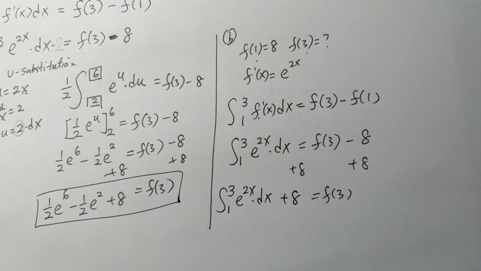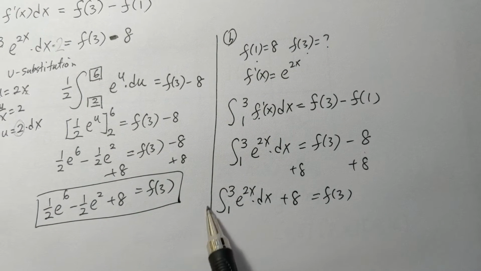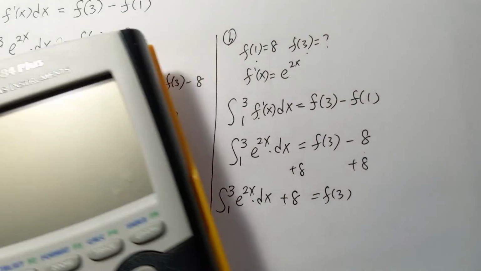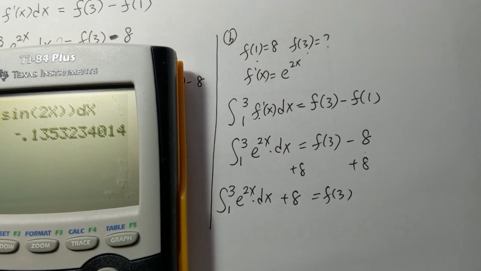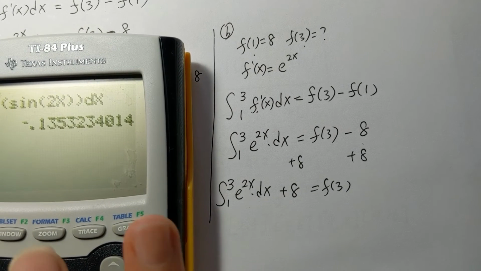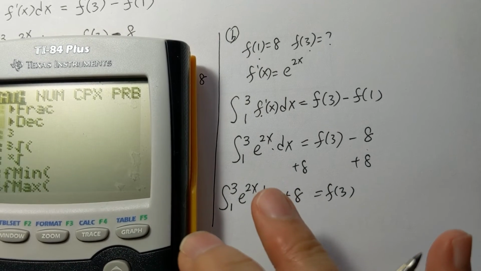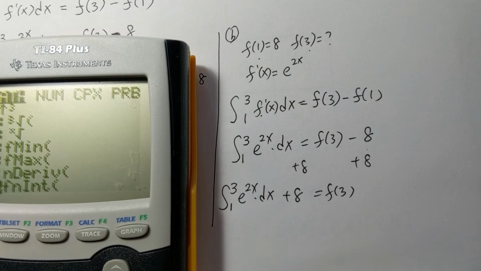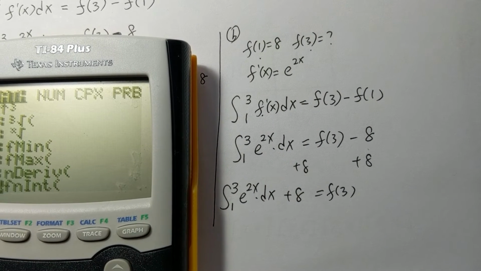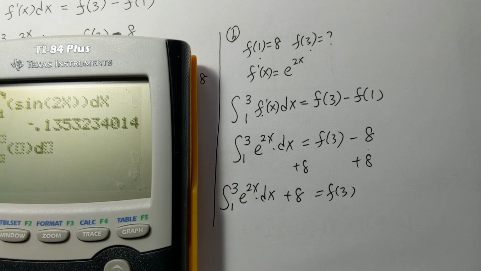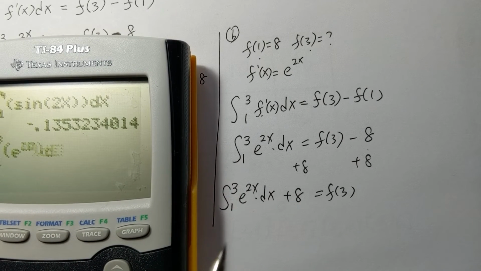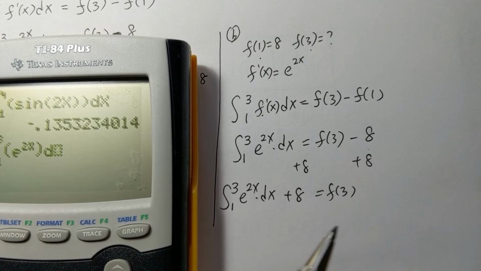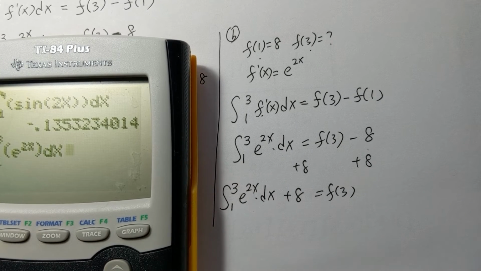I am going to type in this entire right side into my calculator. So right now I'm going to turn it on. It's still going to do math, and then you scroll down to 9. After you use it a few times, you remember it's 9. And then you have 1, 2, 3. The equation e to the 2x, and then dx. Now I'm going to plus 8.